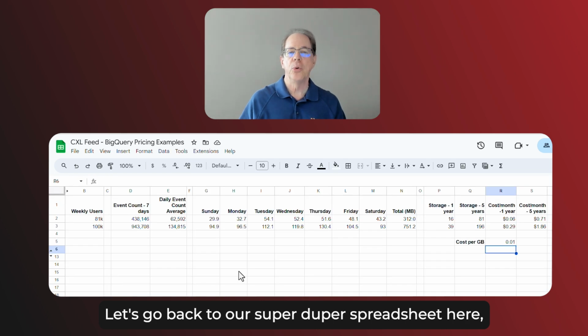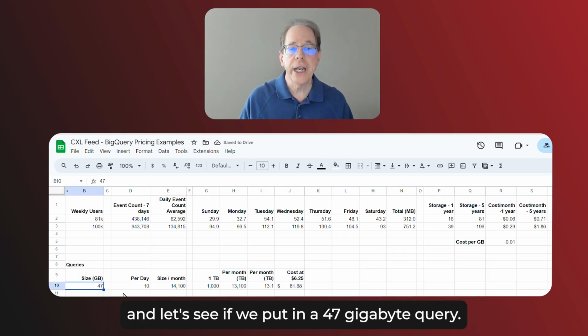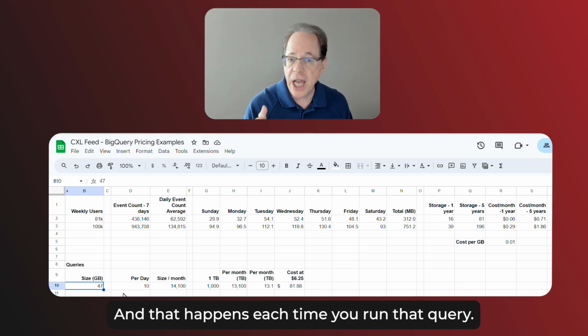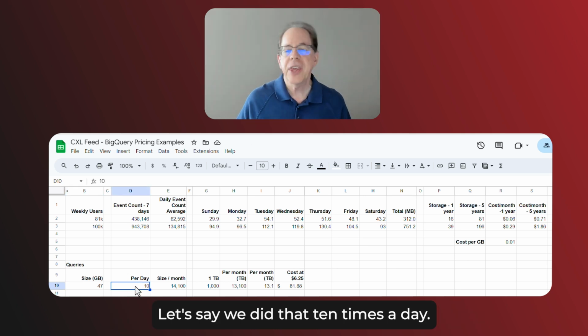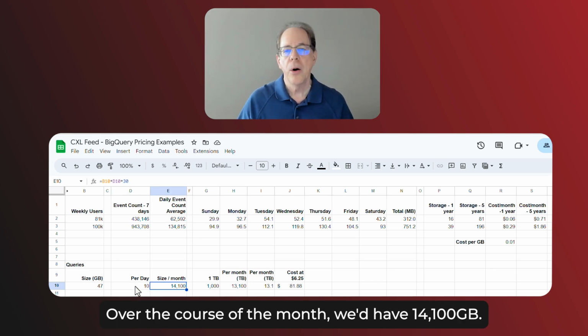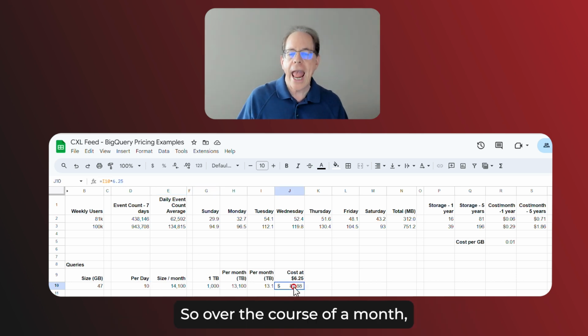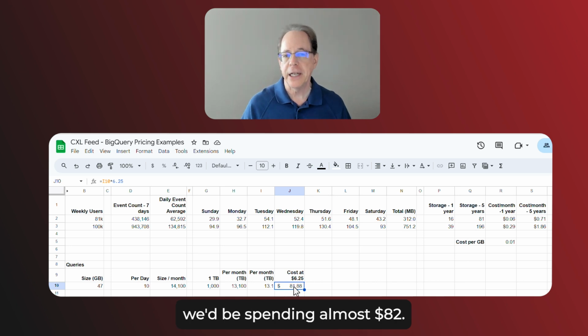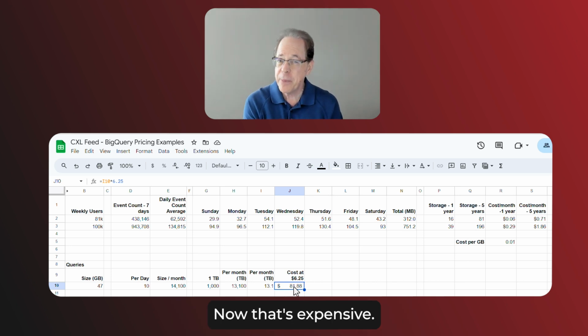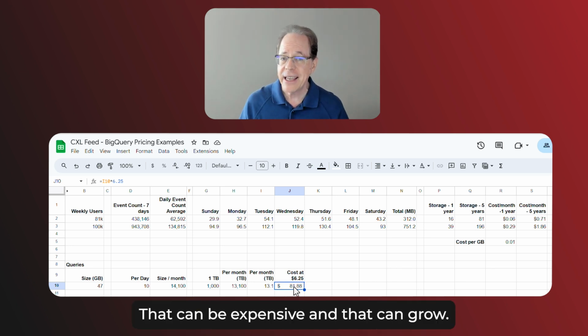Let's go back to our super duper spreadsheet here and see if we put in a 47 gigabyte query, and that happens each time you run that query. Let's say we did that 10 times a day. Over the course of the month, we'd have 14,100 gigabytes. We get 1 terabyte essentially free. So over the course of a month, we'd be spending almost $82. Now that's expensive. That can be expensive and that can grow.